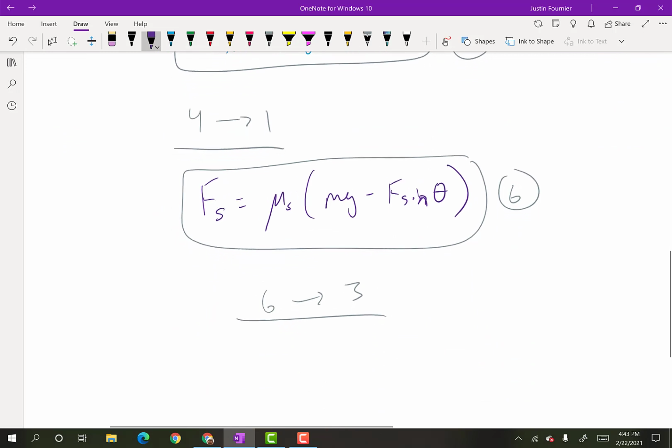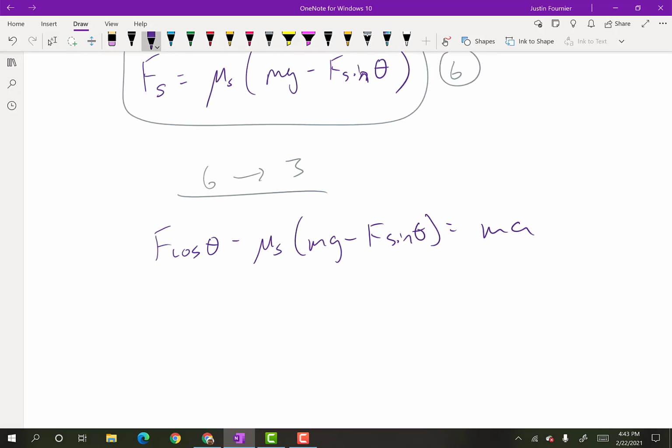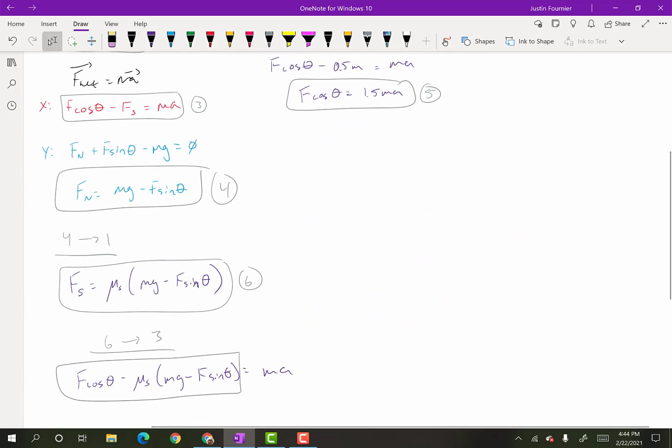F cosine theta minus the friction force, which is mu s mg minus F sine theta, equals ma. Here we go. And now I got ma, here's ma is all of this. So I'm going to say ma is all of this. So all of that is going to go in here.